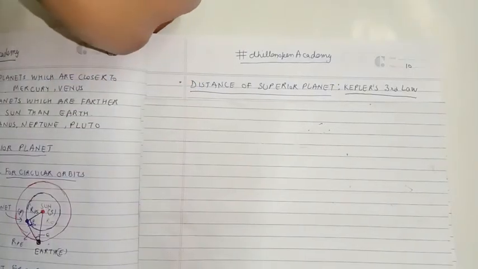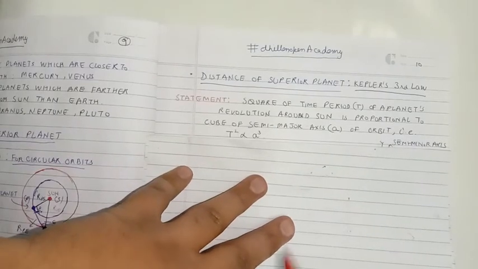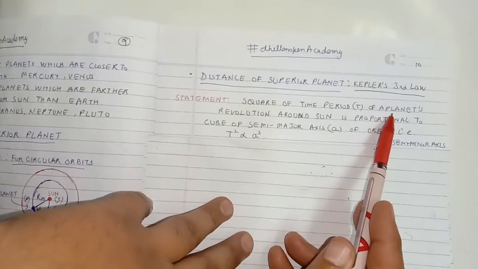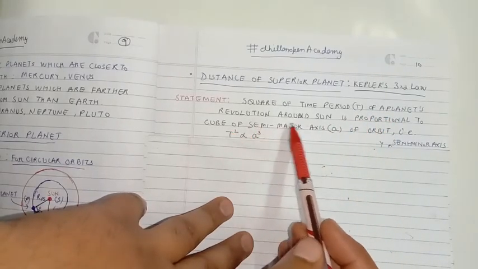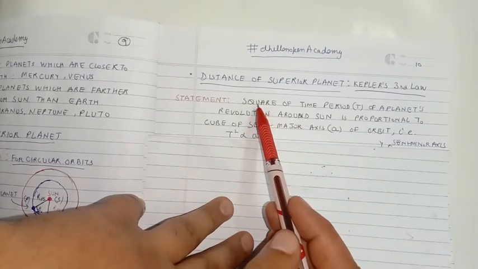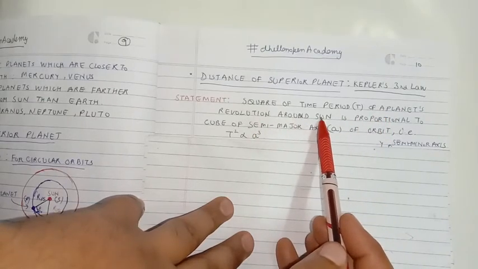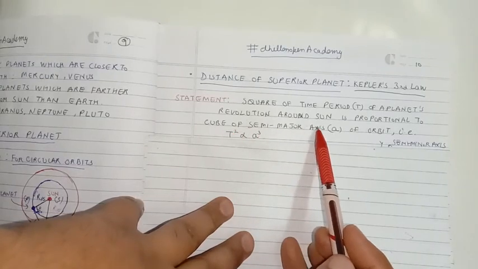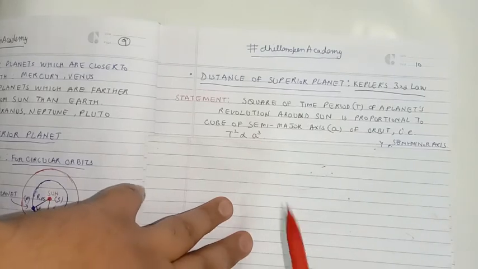This method is based upon the third law of Kepler, which says that the square of the time period of a planet around the sun is directly proportional to the cube of the semi-major axis of the orbit. Again, it says that the square of the time period of revolution is directly proportional to the cube of the semi-major axis a of the orbit, that is T squared is proportional to a cubed.